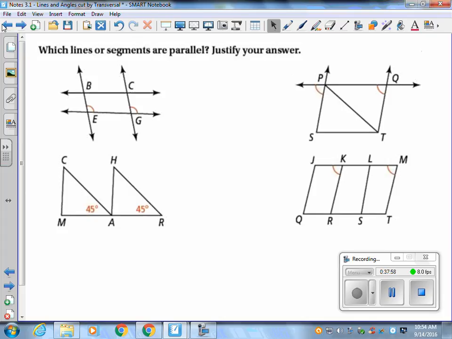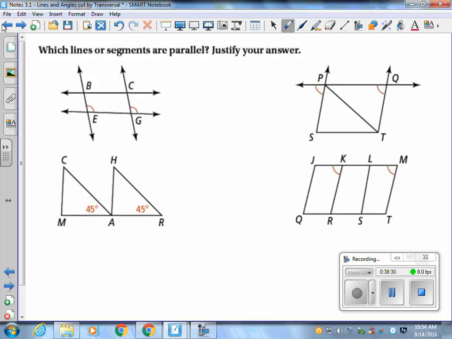Might want to turn your head sideways. This is the transversal. Corresponding, because this is the top right and top right of that position. So therefore, these two are parallel. BE and CG are parallel because they are cut by EG to make those corresponding angles congruent. All right, let's look at this one.